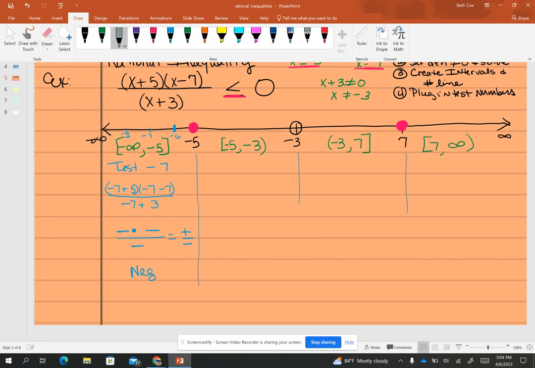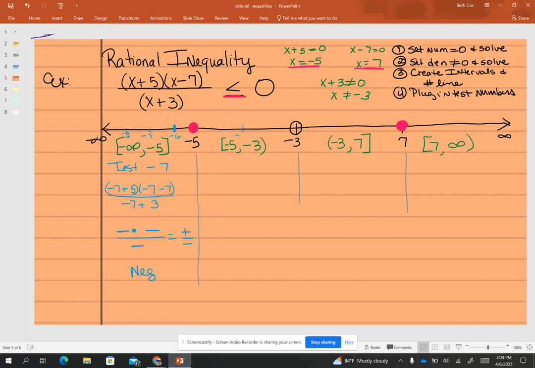All right, let's go to the next one. What can I plug in between negative 5 and negative 3? I think that's going to have to be negative 4. So let's test negative 4. So negative 4 plus 5, negative 4 minus 7, and negative 4 plus 3. Let's do the positives and negatives here. First one's positive, second one's negative, third one's negative. So that's going to give me a negative divided by a negative. That's going to be a positive.